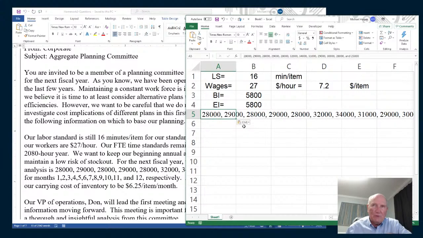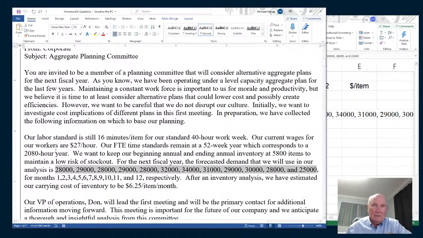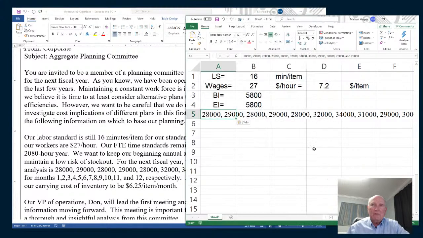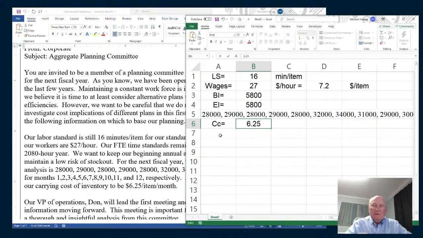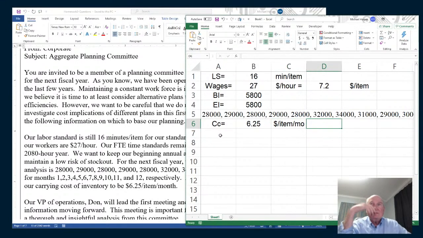That's going to be very important to make sure our demand is correct. But let's go on. After our inventory analysis, we have estimated our carrying cost to be $6.25 per item per month. So now C sub C is going to be 6.25, and that is going to be dollars per item per month.